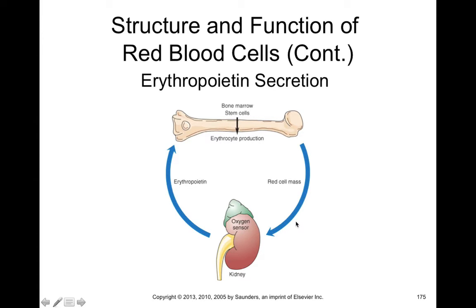Once blood O2 levels are at the homeostatic set point, the kidneys will not release as much erythropoietin, and therefore you don't make too many red blood cells. So this is showing that feedback loop here.